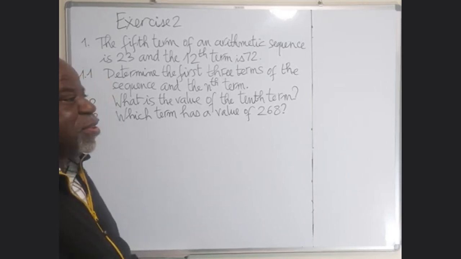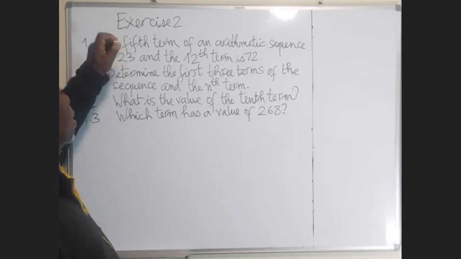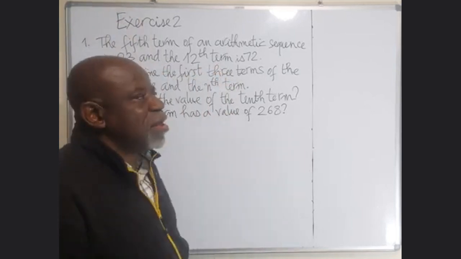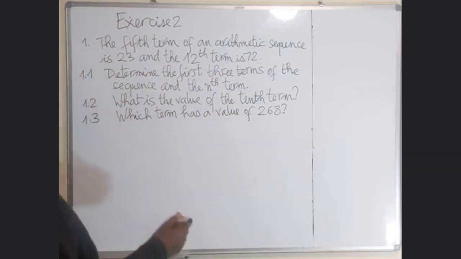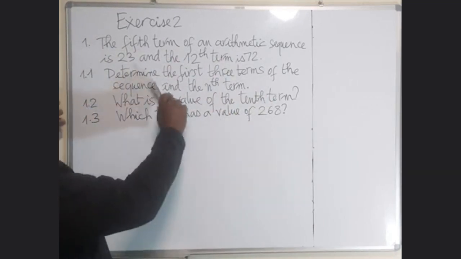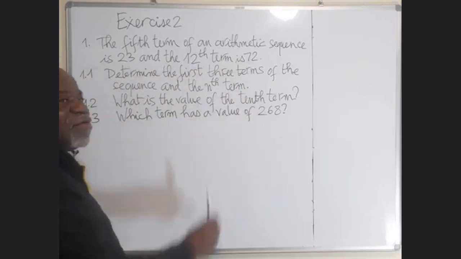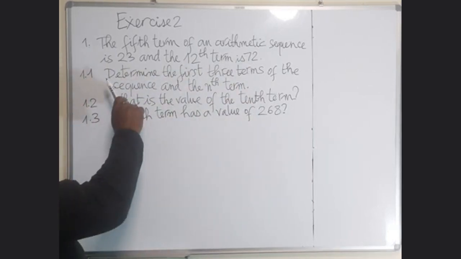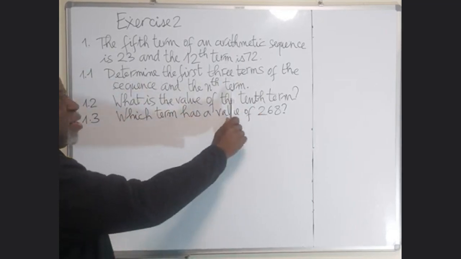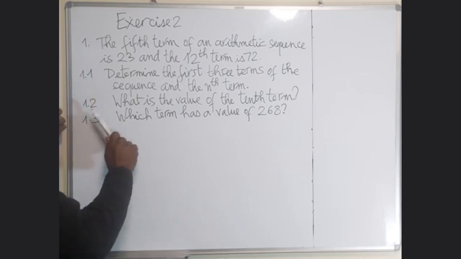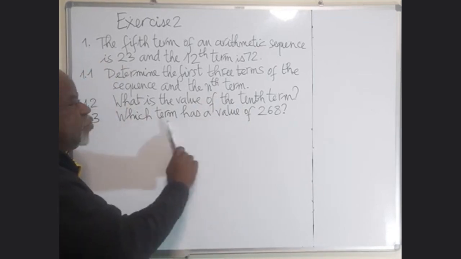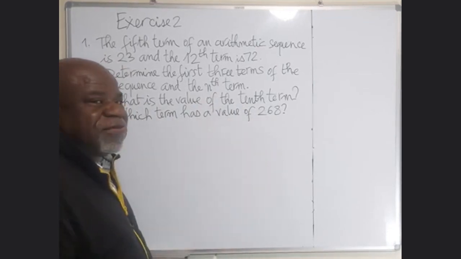Continue with our session. Previously, we were dealing with exercise 1. So today we're going to take exercise 2. The fifth term of an arithmetic sequence is 23, and the 12th term is 72. First question, determine the first 3 terms of the sequence and the nth term. Question number 2 is what is the value of the 10th term, and which term is the value of 268.